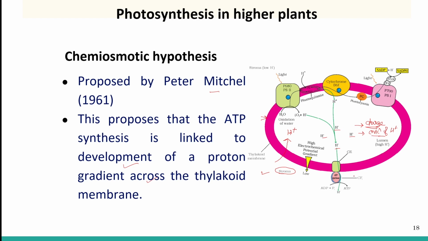There is a complex present here in the thylakoid membrane known as ATP synthase. This is an enzyme, also known as complex 5. I will tell you about this complex 5 later when we study the electron transport chain in detail. This ATP synthase is made up of two parts. The first one is the F0 part, the second one is the F1 part.